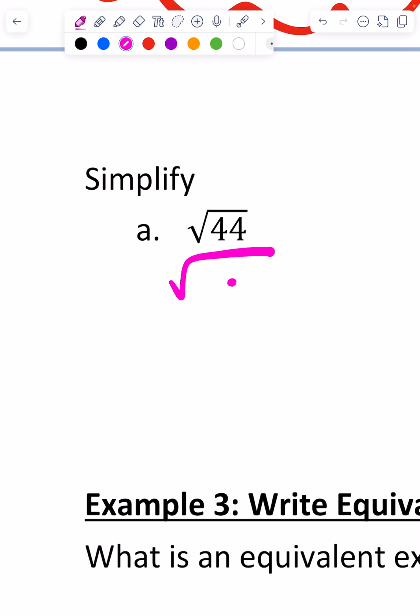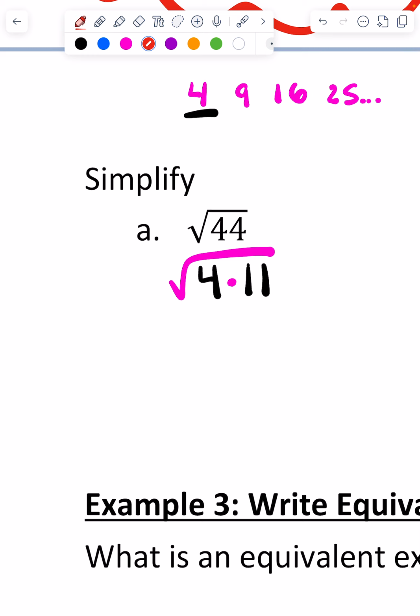So in my mind, I'm going through some options, 4, 9, 16. You can even try these in your calculator. I want to know which perfect square goes into 44. And it looks like 4 is going to be our winner. 4 times something does equal 44. So I'm going to break 44 down into 4 times 11 because those are equivalent.